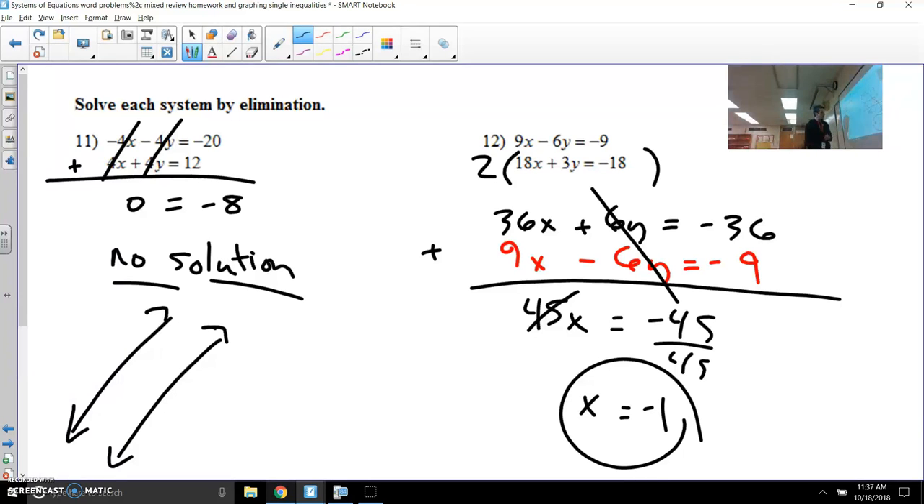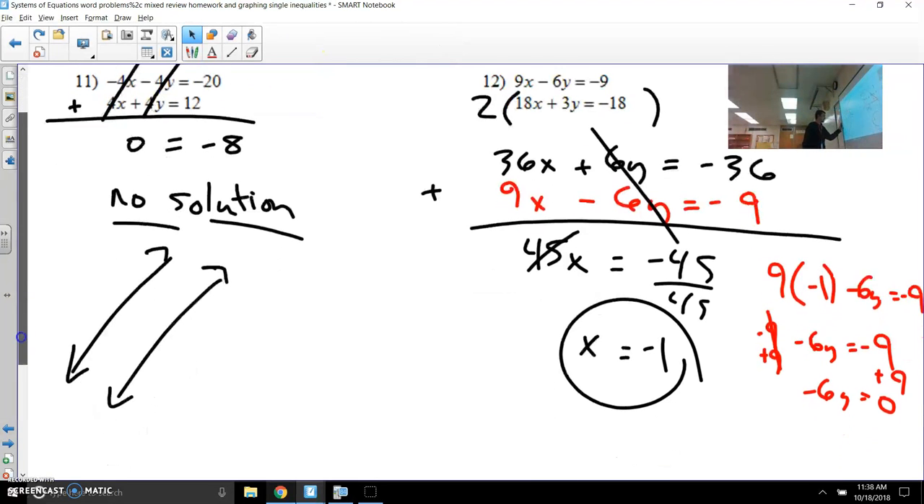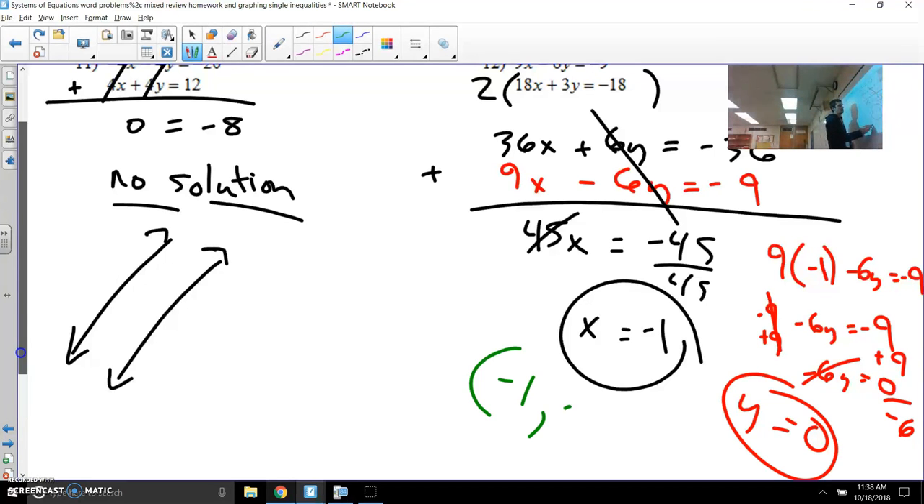So let's plug in negative 1 and see what we get. It doesn't matter which equation you do. So I'll just do the first one, 9x minus 6y equals negative 9. I'm plugging in negative 1 to the top equation where x is. 9 times negative 1 is negative 9. Subtract 6y, and that equals negative 9. So I'm going to go ahead and add the 9 from the left side to the right side, but you actually get a 0. And the final thing I'm going to do is divide that by negative 6 to show that, well, 0 divided by negative 6 is 0. So it looks like my final answer is (negative 1, 0).